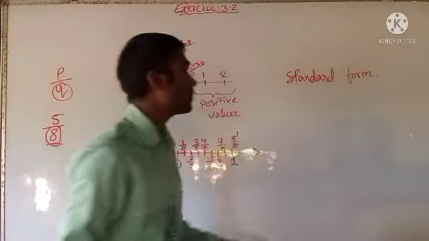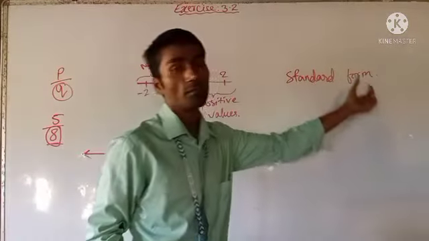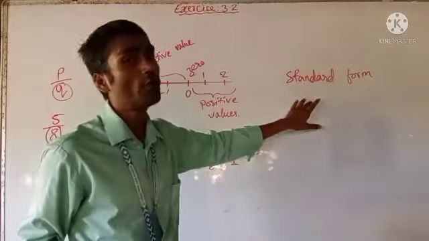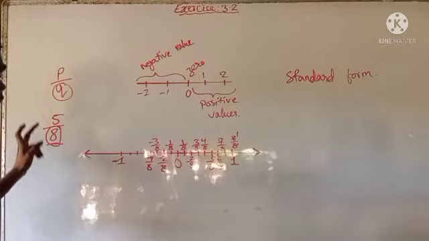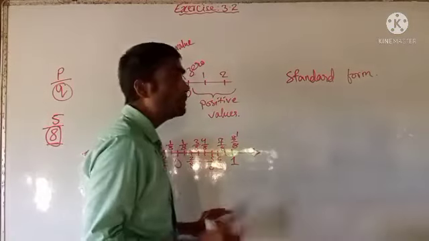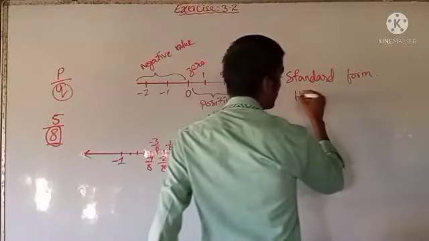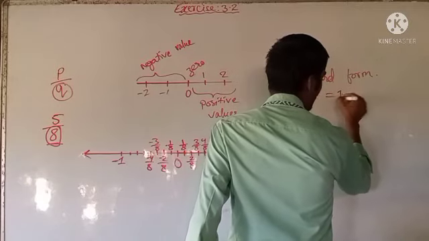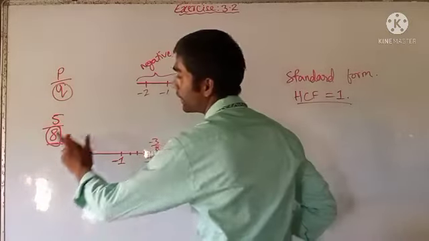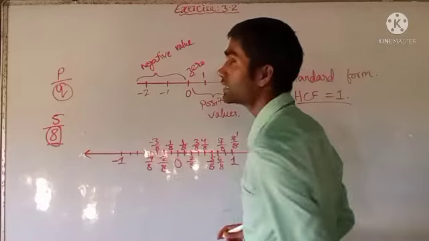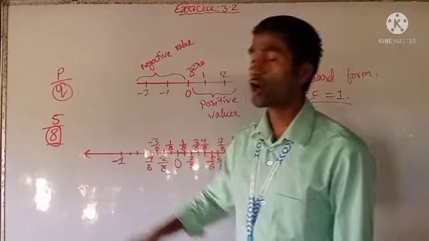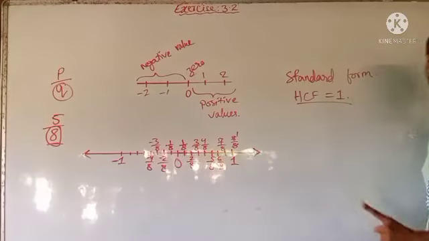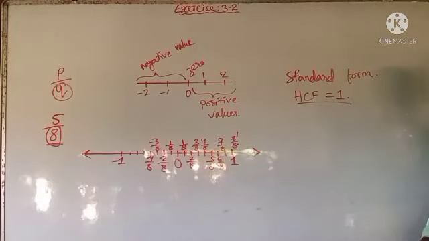Now the standard form. What is meant by the standard form? When the HCF of the given numbers, here 5 by 8, when the HCF of this rational number is 1, then we can say that the rational number which is given is in standard form. That means both the numerator and the denominator have only one common factor, that is 1 itself.